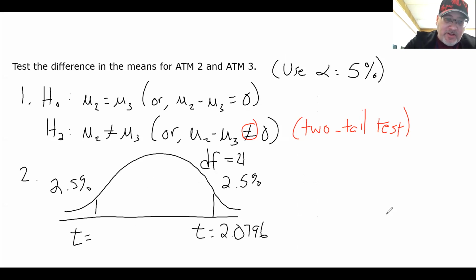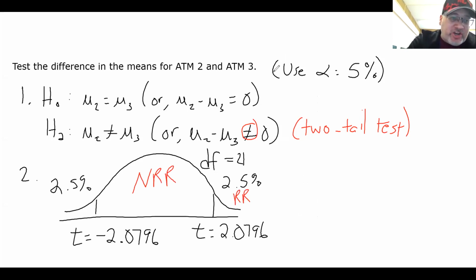2.0796. And because it's a two-tail test, we have 2.0796 there. To complete the picture, we should label that the middle is the non-rejection region, and the tails are our rejection regions. All right, so business as usual, and it's time for step 3.